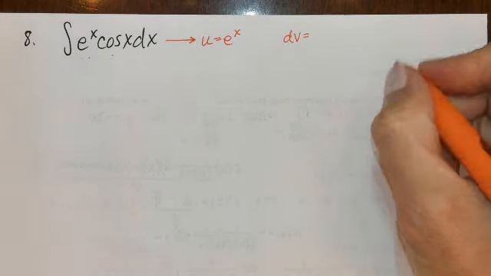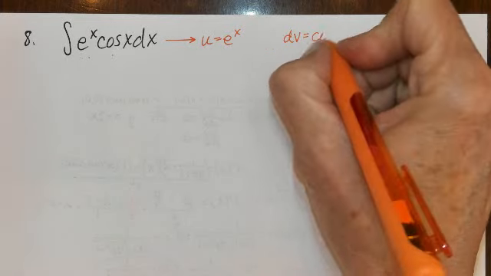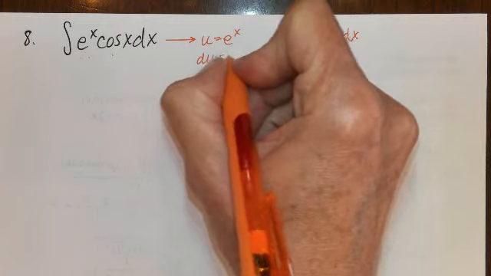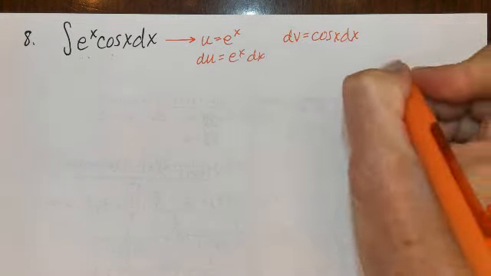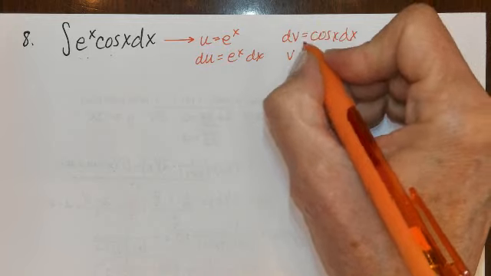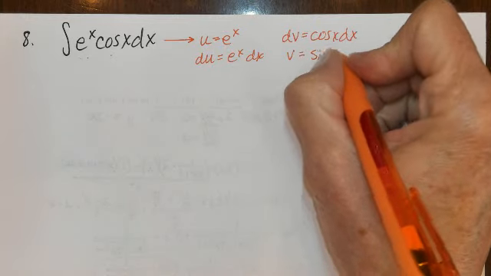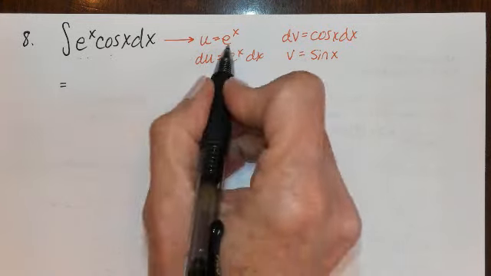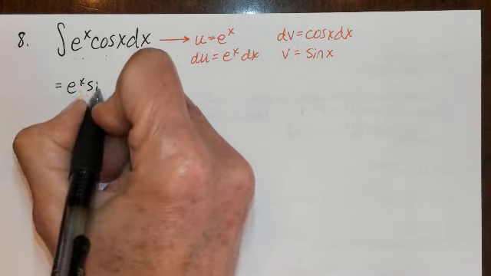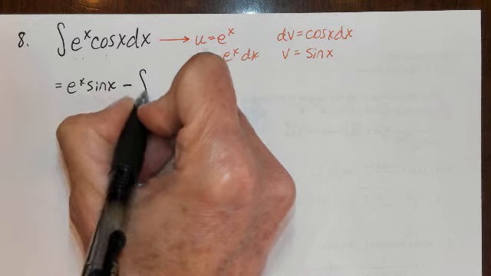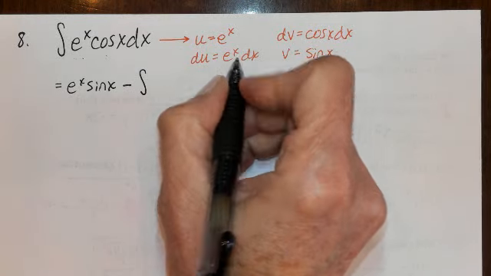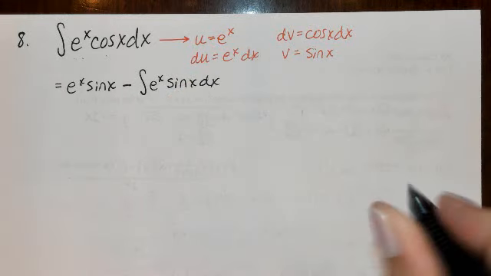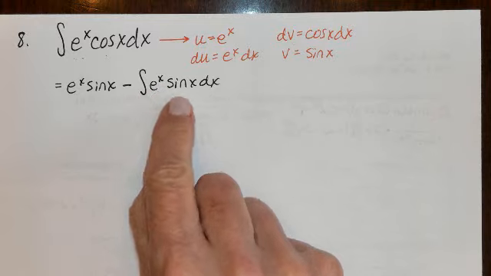If I let u be the e to the x, then dv will be cosine x dx, right? So du will be e to the x dx, and v will be the integral of cosine, which is sine. All right, so this becomes uv, so e to the x sine x, minus the integral of v du, so that's e to the x sine x dx. Another by parts.